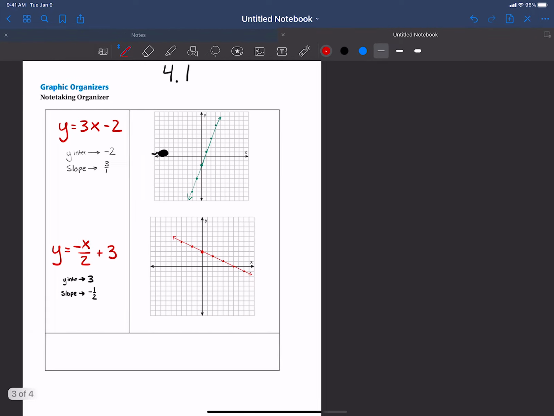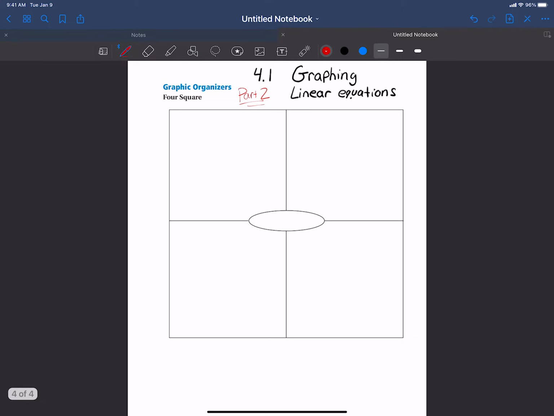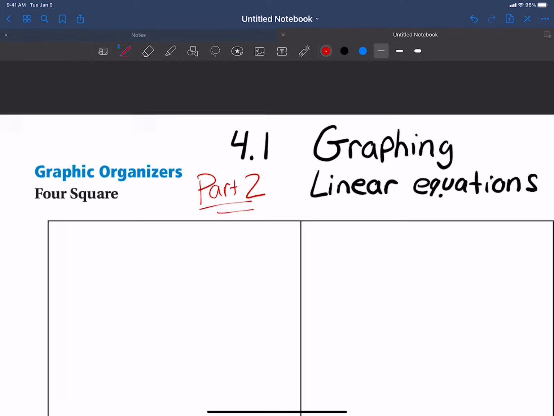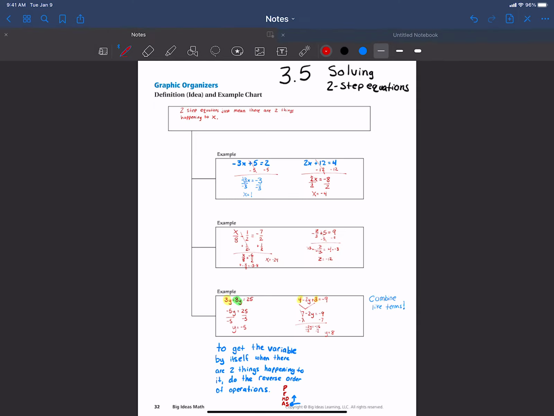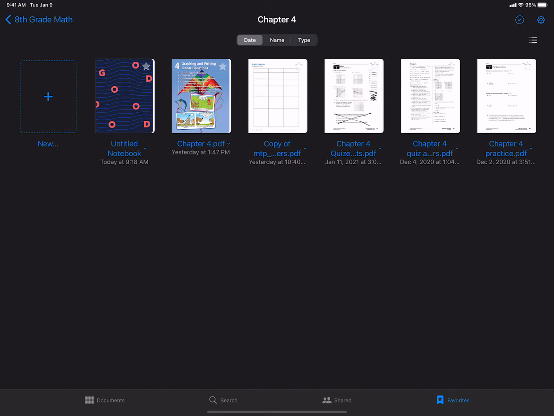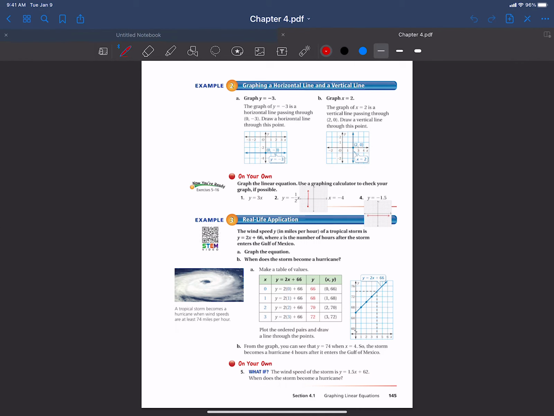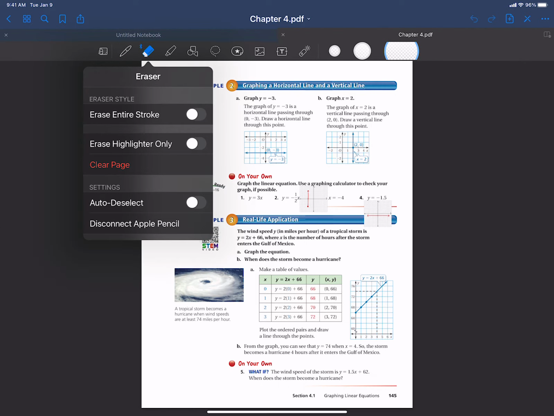Today I need you to grab graphic organizer number 2 again. It should look like this. Here's what I want you to write at the top: 4.1 part 2, and underneath it, graphing linear equations, okay? So we aren't totally done with 4.1. 4.1 had a little bit of extra information in it that we didn't have time to go over, but it's incredibly important. So I thought we'll just split it up into 2 different days, okay?